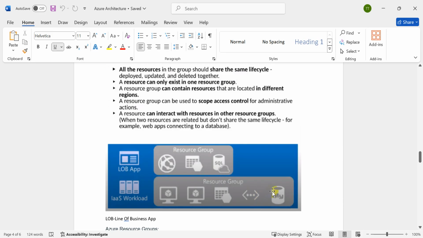It is properly defined, so access control can be scoped for the administrator. Everything you can put into the resource group.